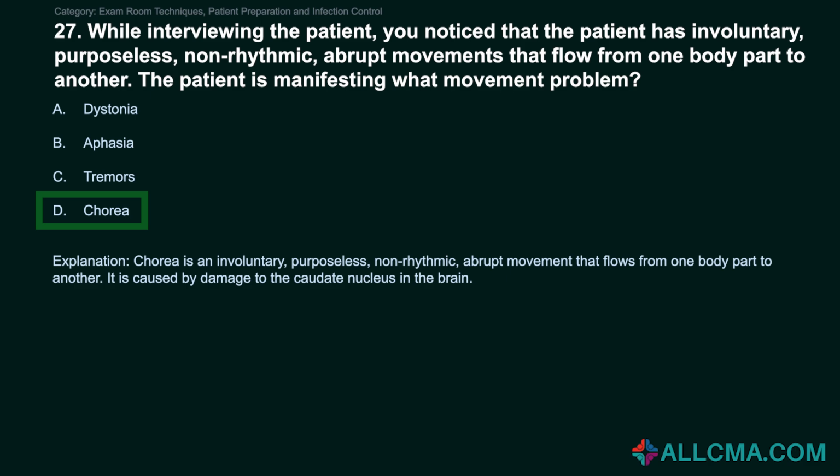Chorea. Chorea is an involuntary, purposeless, non-rhythmic, abrupt movement that flows from one body part to another. It is caused by damage to the caudate nucleus in the brain.